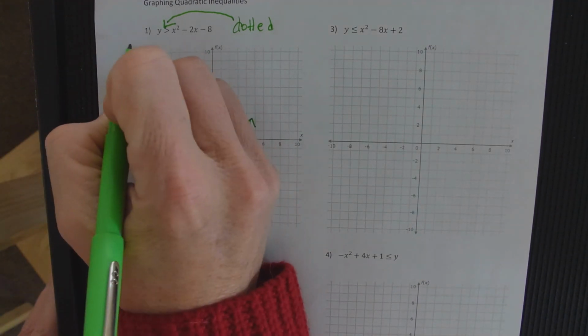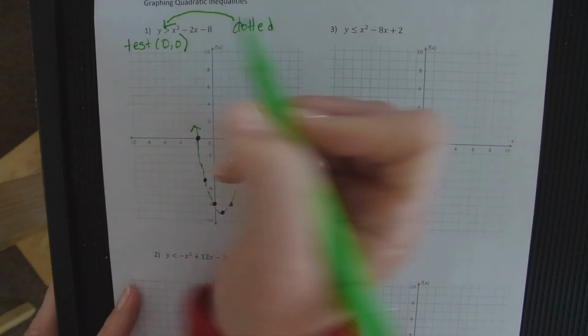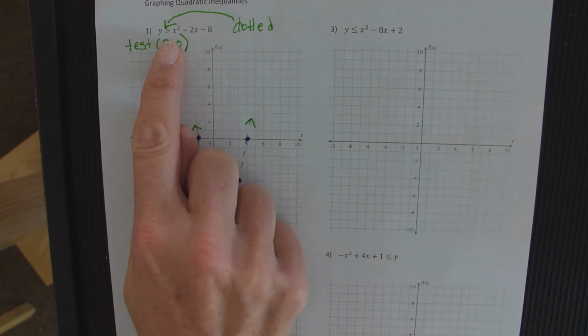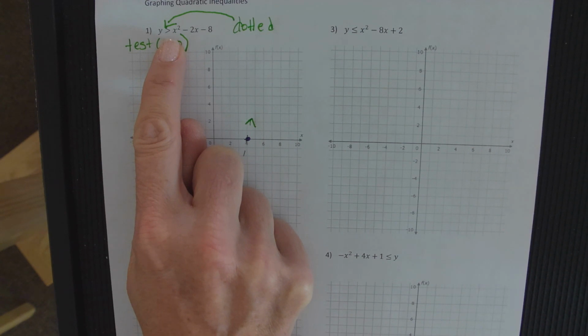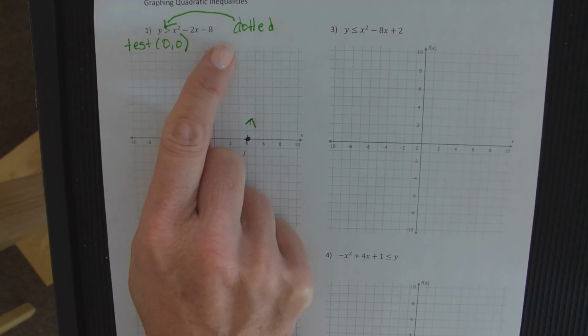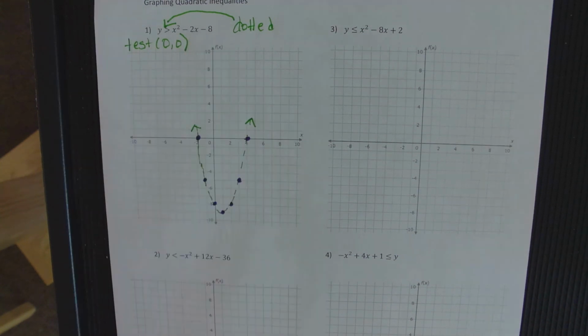So let's test 0, 0. Keyword here is test. Plug in 0 for x. Are you plugging in for those two x's? Yep. Let's do this together because this is mental math. What is 0 squared? 0. What's 2 times 0? 0. Minus 8. So we have 0 minus 8, which is negative 8.